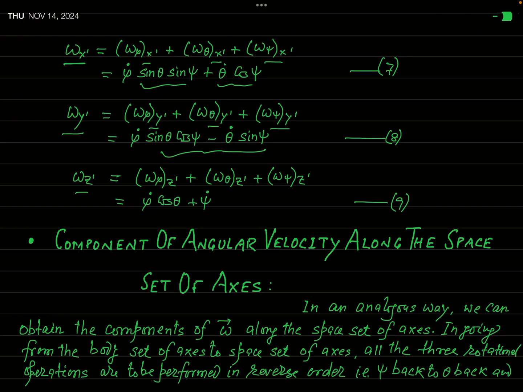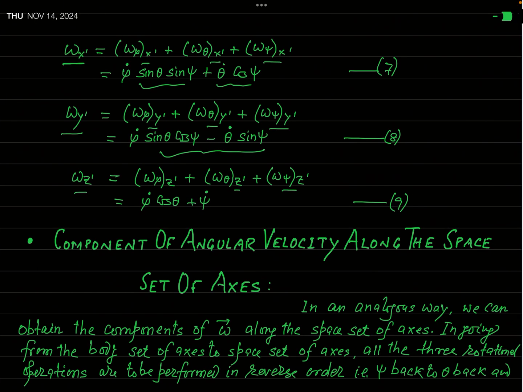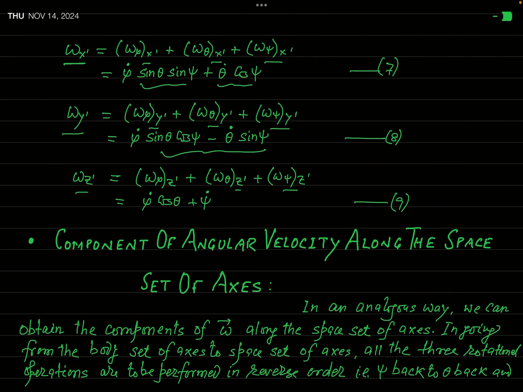And similarly, omega z dashed is the sum of omega phi z dashed plus omega theta z dashed plus omega psi z dashed. And all these z components are defined in equation 6. Let us substitute these values and you will get omega z dashed equal to this much. Actually, this last expression is most important. In physical problems, omega z dashed is actually needed several times.